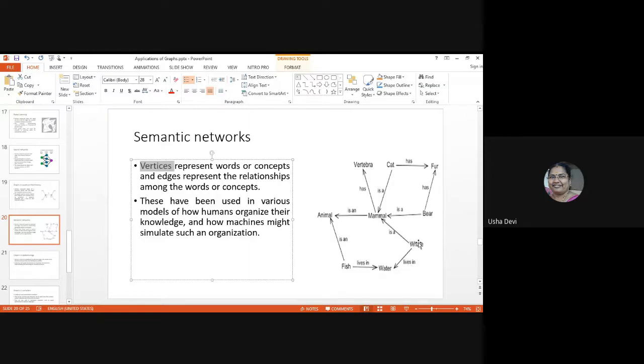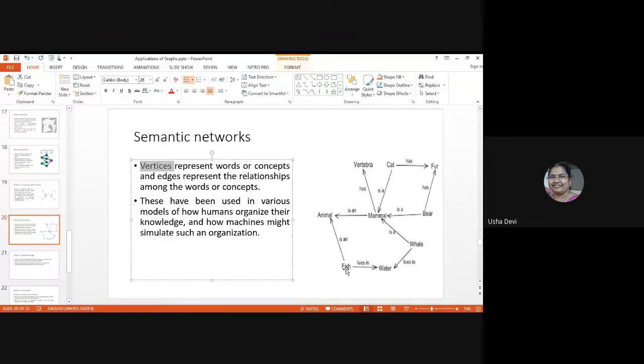So water and whale are two different words or vertices. If you want to make a relationship between these two words, we use the edge. This edge says the relationship. What is the relationship here? Lives in. So whale lives in water. Similarly, can we say water lives in fish? That is not applicable, so that's why the direction is mentioned. The fish lives in water.